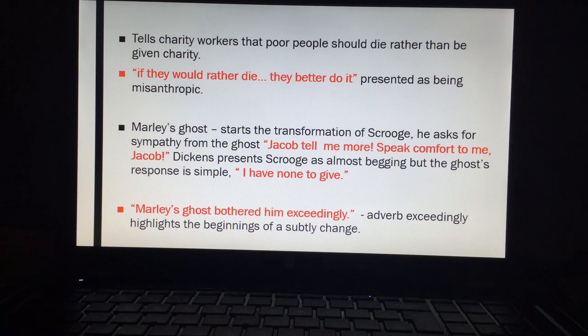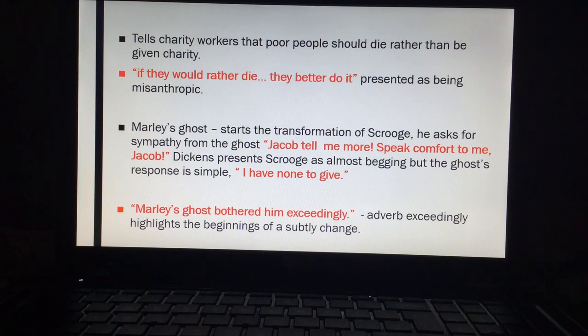Now, Marley's ghost starts the transformation of Scrooge. He asks for sympathy from the ghost. Jacob, tell me more. Speak comfort to me, Jacob. Now look at that. Speak comfort to me. It's almost an imperative. It's Scrooge begging. Now, we have this subtle change already. He's begging the ghost, and the ghost's response is simple. I have none to give. As in, I've got no sympathy for you. I can't help you. So this is your first instance of Scrooge beginning to change, and it is when Marley appears.